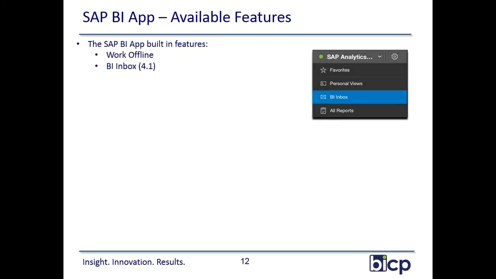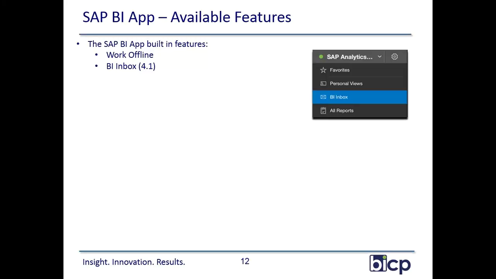So the next option that's now enabled in 4.1 on one of the SAP BI App versions is they now support the BI inbox. And this BI inbox is the same as everybody knows on the Launchpad. You as a user can send a report that you think is valuable over to one of your colleagues to analyze.